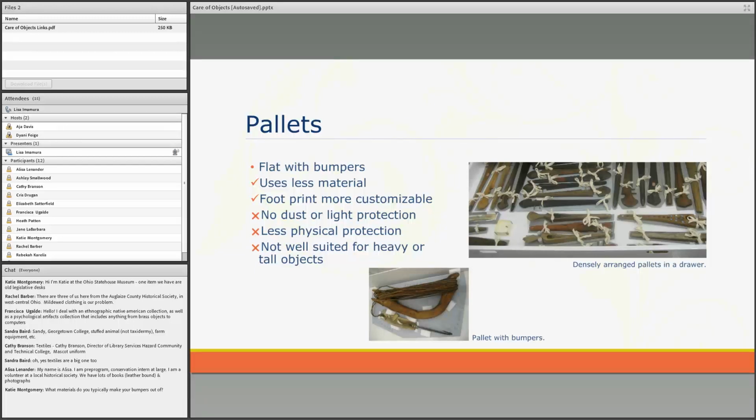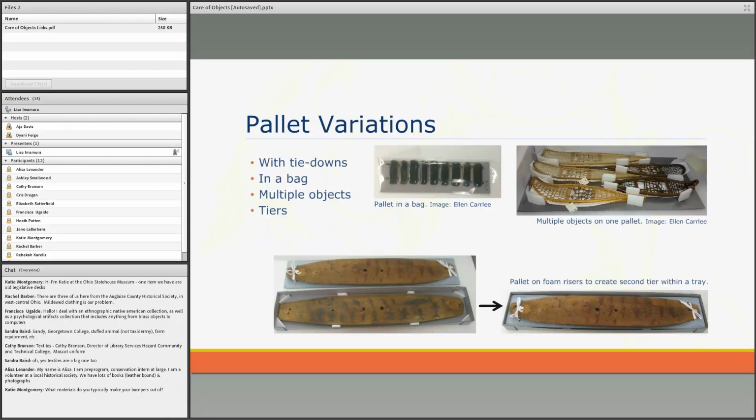The sides of the tray, in addition to protecting the sides of your object, also make the bottom sturdier to keep it from twisting and bending. Because palettes don't have that, they're not well suited for heavy objects. And like trays, they're not ideal for open storage because they themselves are very open.